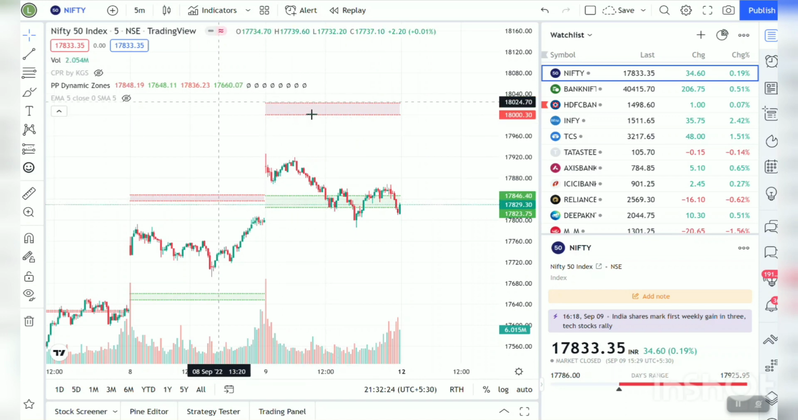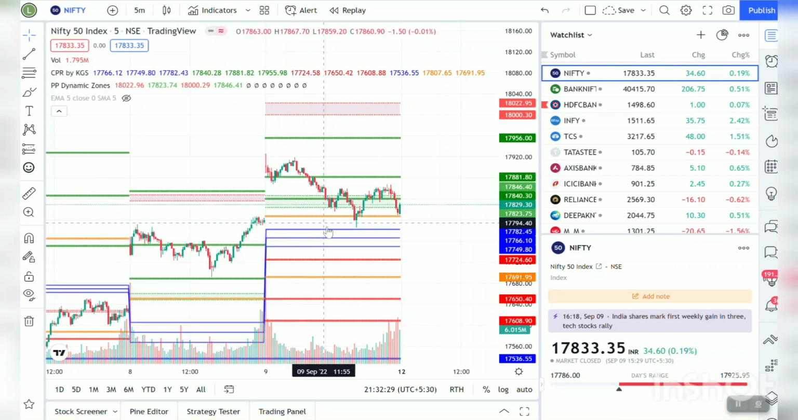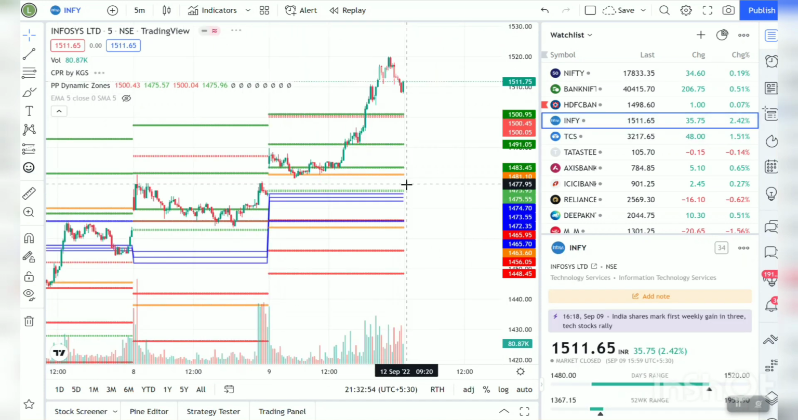Okay, these dynamic zones, in combination with CPR, if we apply, then we can see over here the first level of resistance, indicated by the green line, was a demand zone. And CPR wise also, it has taken support over here. So with the help of these two indicators, we can get support and resistance or target prices as well. So if we apply it on the Infy chart, let's see how it shows.